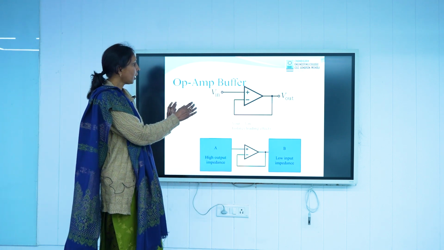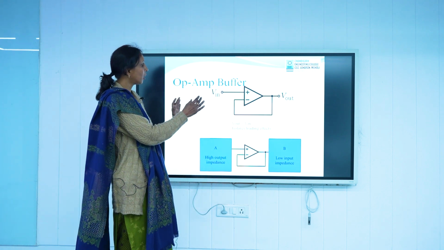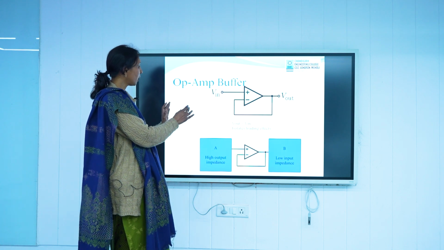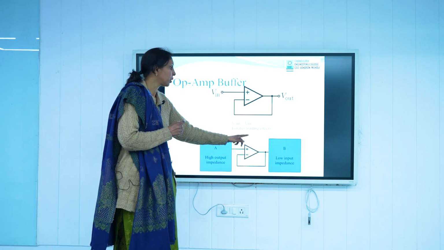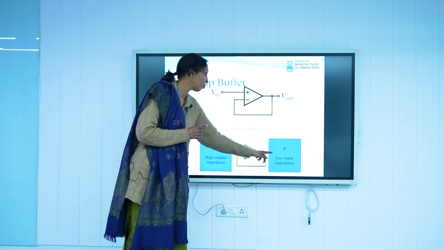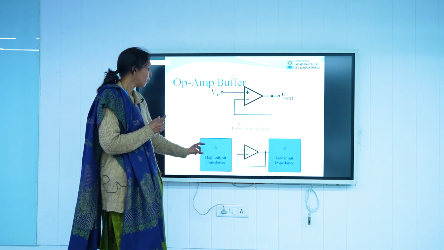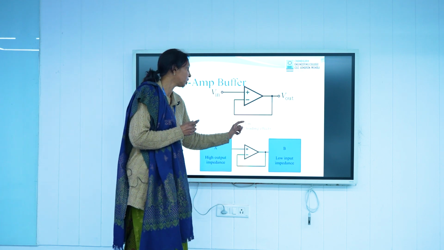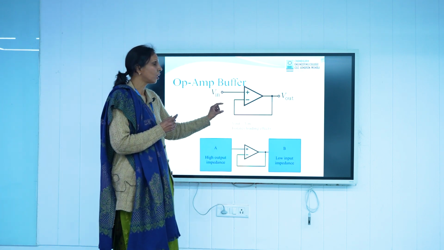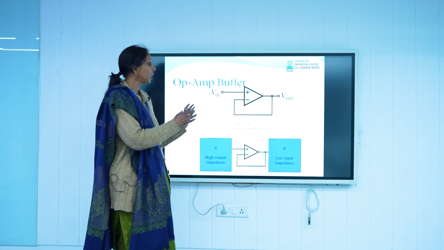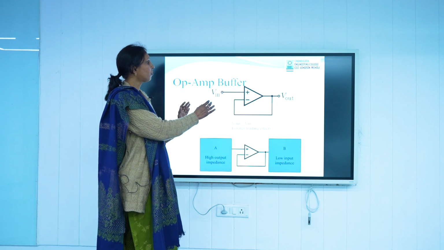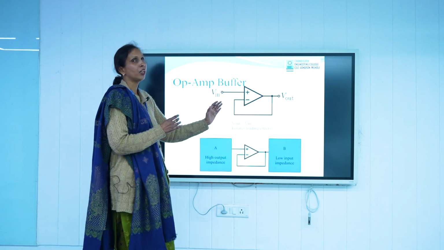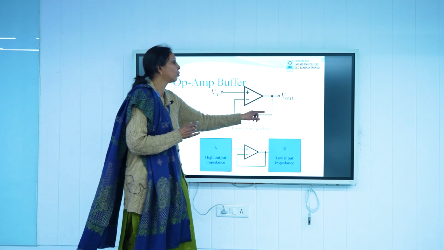It means it is used for isolating the loading effect. That is, it can provide a path from high impedance to low output impedance. So whatever impedance we provide, accordingly we get low output impedance. That's why it always reduces the loading effects and isolates the loading effects between output and input. So this is the third application of op-amp.